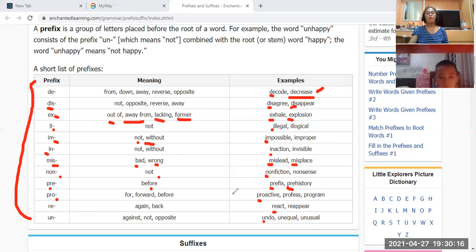Pro, as in program, means forward. Proactive means very active. A proactive, very active teacher. That's proactive.